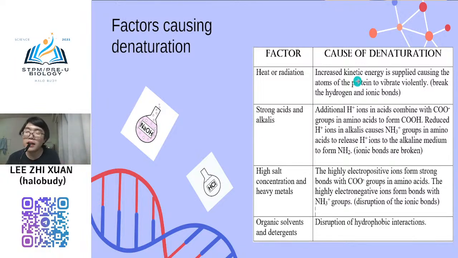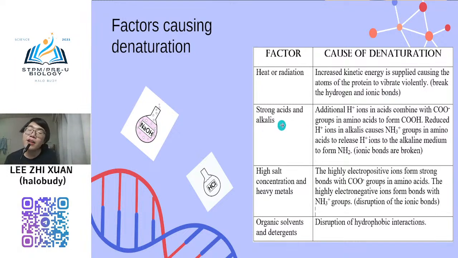Because in a very hot situation, you will increase the kinetic energy between your atoms, so that the interactions in your protein will be very active. If too active, hyperactive, it can break down your hydrogen bond and also ionic bond. When they break down, the 3D structure alters.